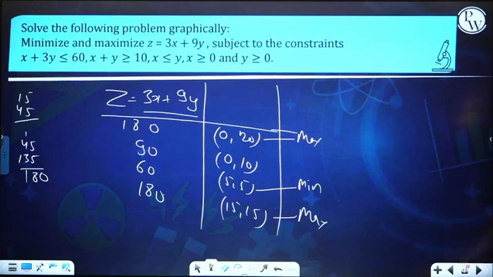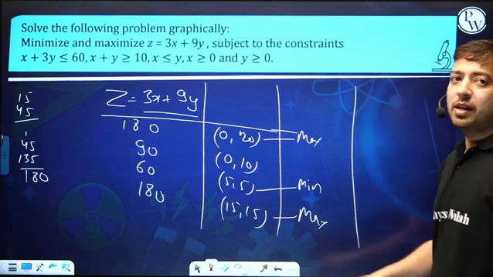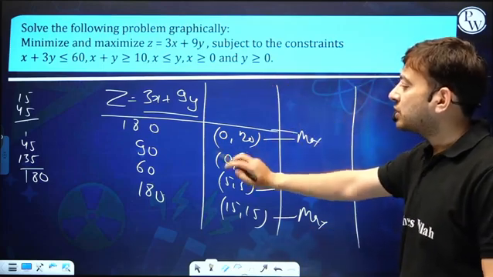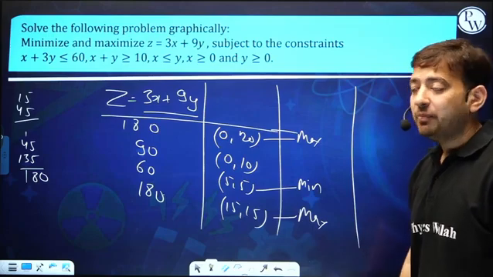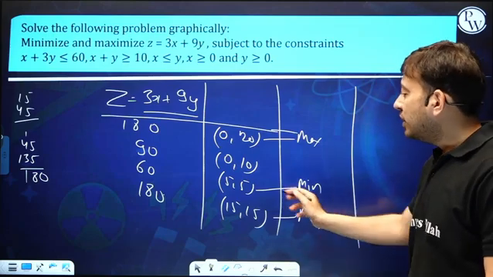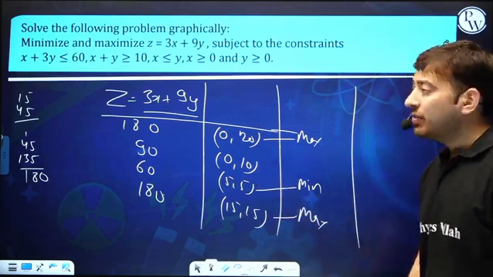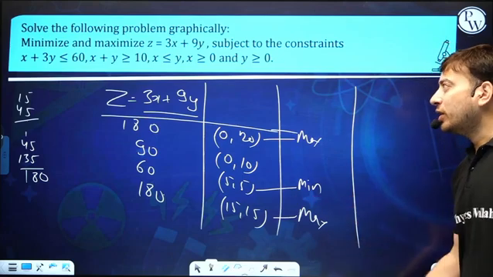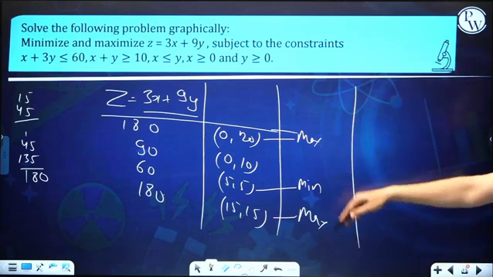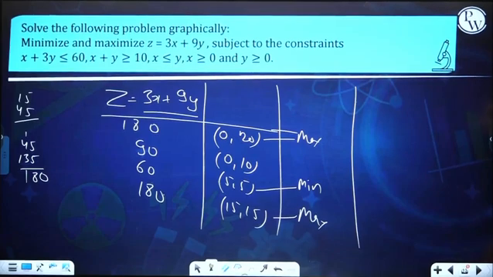So if they ask for the maximum value, the maximum value will come as 180. If they ask for the minimum value, the minimum value will be 60. If they ask at what point, or what values of x and y, they are attained, then the maximum is attained at 2 points and the minimum at 1 point. I hope this is clear.